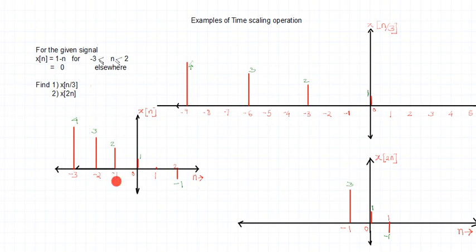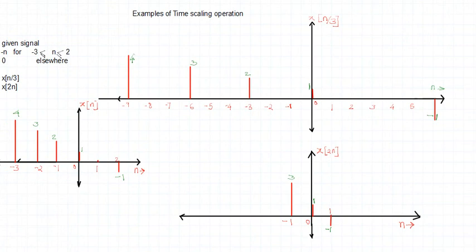Now look at the third sample. Multiply it with the scaling factor. Minus 1 into 3. So where will this sample appear? At minus 3. You could see here at minus 3, the magnitude is 2. Sample at 0 remains at 0. So it is 0 here. 1 into 3, 0. It remains 0. What about 2? 3 into 2, 6. So this sample is appearing at 6, whose magnitude is minus 1. So with respect to the original signal, your new signal x of n by 3 is an expanded signal. Where there are no samples, the magnitude is 0. That should be clear. And where there are no samples, it means that these samples are 0.